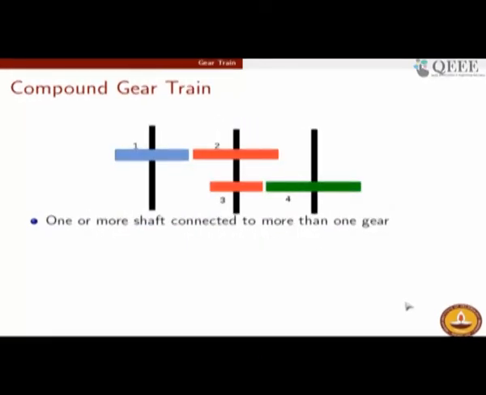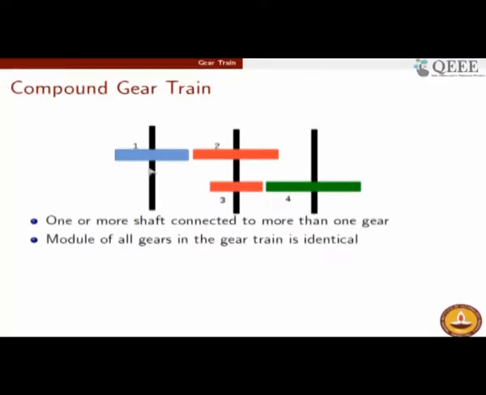So the reason why we refer to this gear train as a compound gear train is the following. Here as you see in this diagram, at least one of the shafts will carry two or more gears. This is in stark contrast to the simple gear train, because in a simple gear train all the shafts were carrying one gear. Here you see the intermediate shaft is carrying two gears. Now let us see how it works.